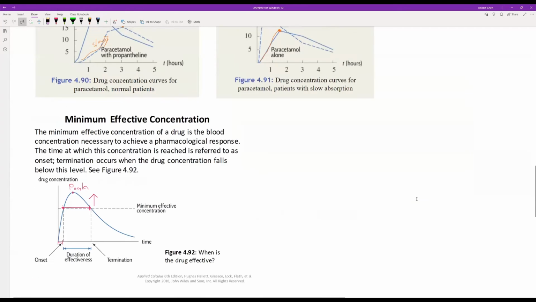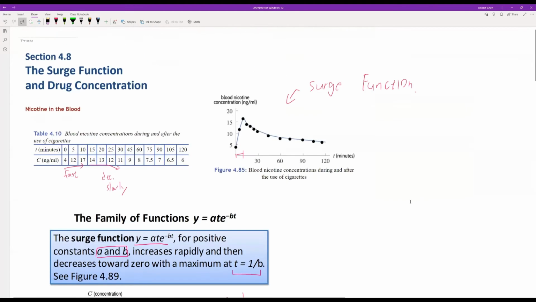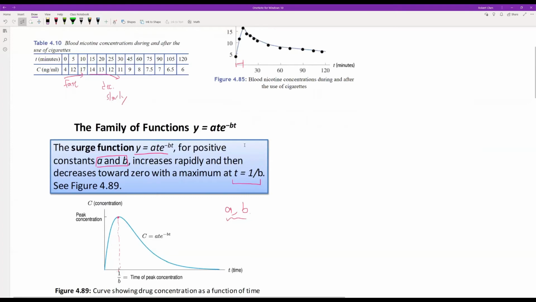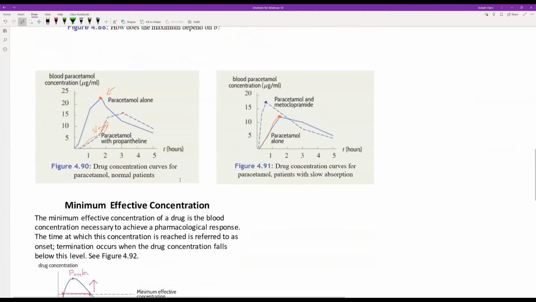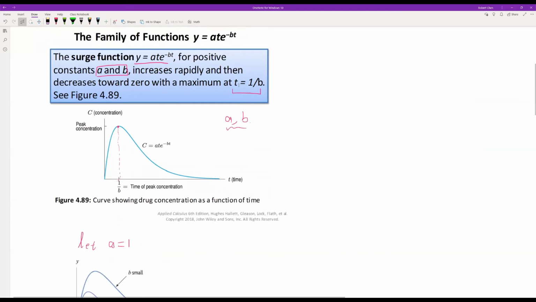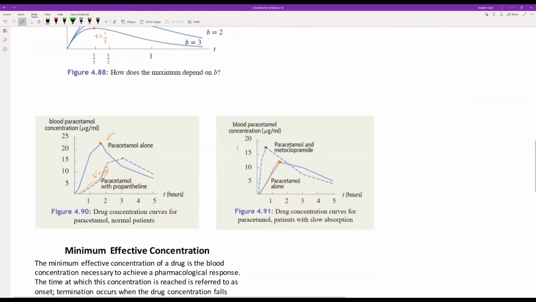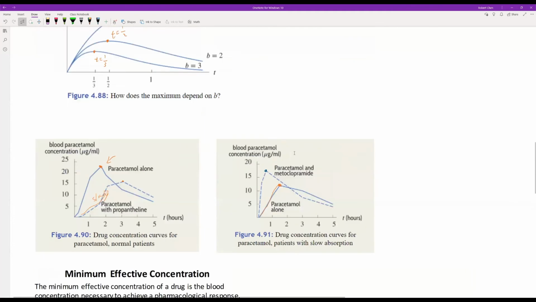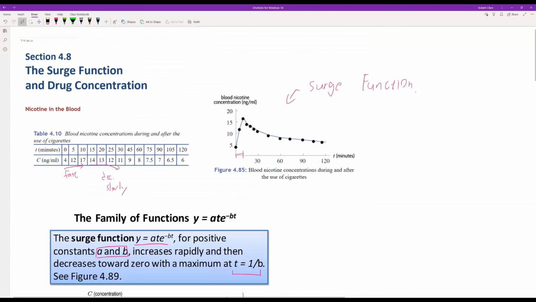So not many complicated things from this section, but mostly we're just working with the surge function, right? This form, right? And knowing how to read the graphs, understanding the peak, right? How to find the peak. Peak is 1 over b. T is equal to 1 over b, right? And the minimum effective concentration, what does that mean, right? It means we want the concentration in our blood to be over that line in order for the medication to be effective. All right. So that's it for 4.8, and I'll see you next time.